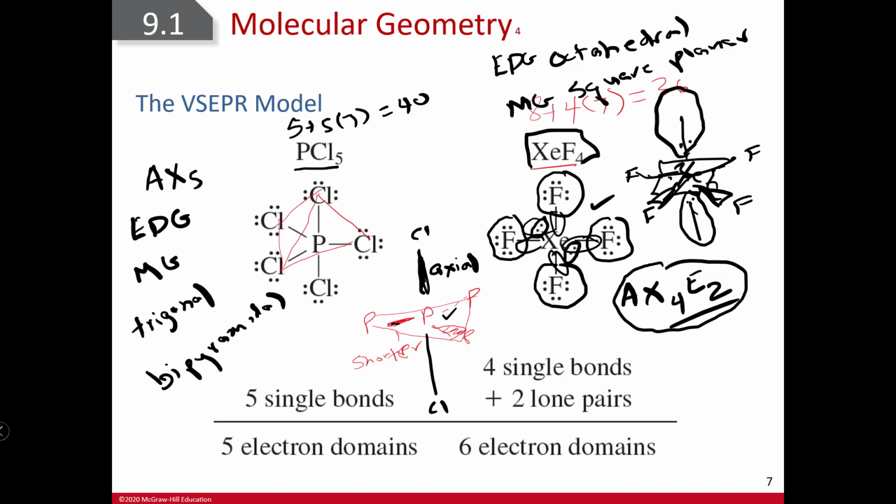So when it's AX4E2, the electron domain geometry is octahedral. That's what tells me the framework. And then what I see with the eye is where the bonding groups are, and that's called square planar, and you're done. And then we're going to add one more thing to this chapter, and that is electronegativity or dipole moment or bond polarity. In the end, we're going to look at bond polarity.